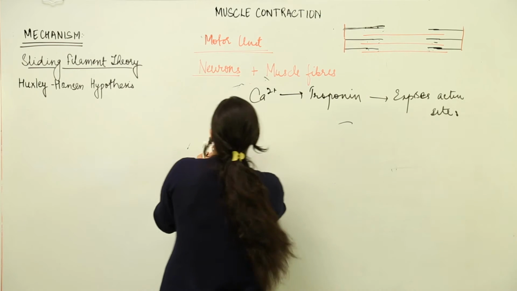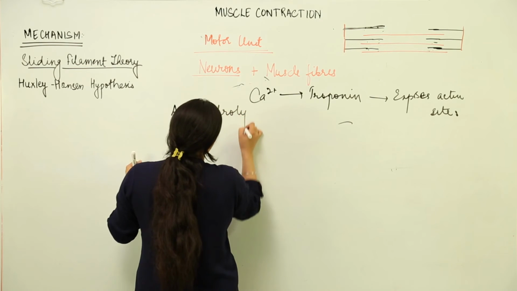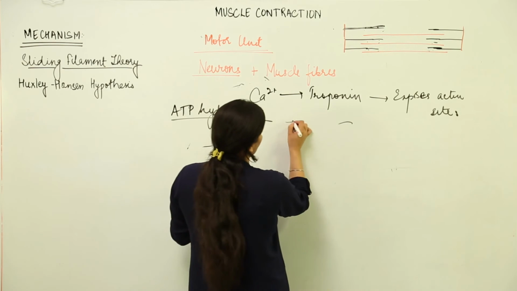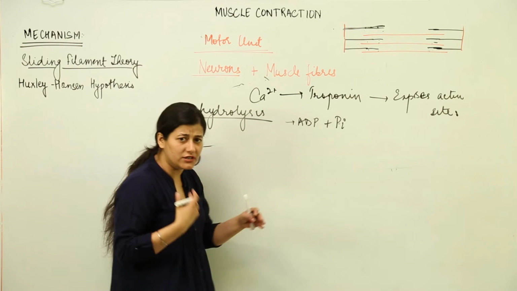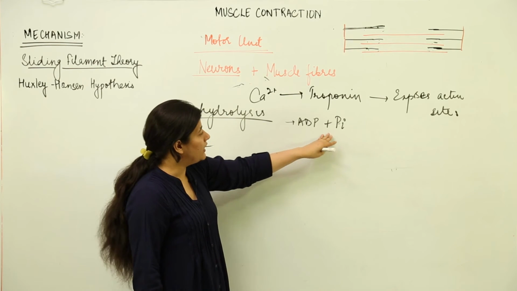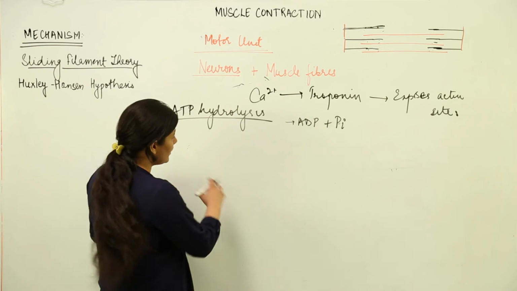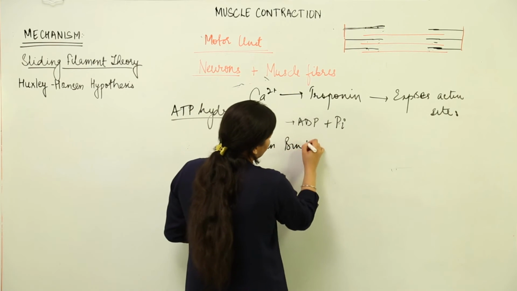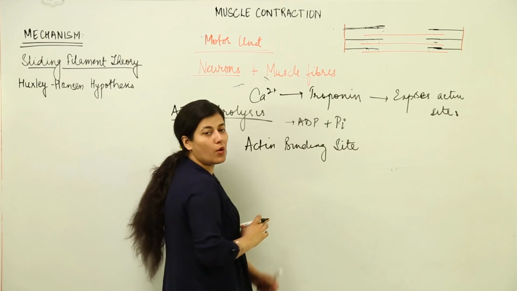ATP hydrolysis takes place. I told you in the beginning that this was an important term in muscle contraction, because ATP hydrolysis, when it takes place, leads to the formation of ADP and inorganic phosphate. That is quite basic by now because we have done it so many times. ATP breaks down to ADP and inorganic phosphate. What happens as a result of this breakdown is that the myosin actin binding site, the head of myosin which had the actin binding site, goes and binds with the exposed sites.